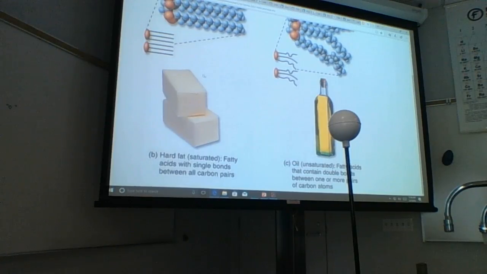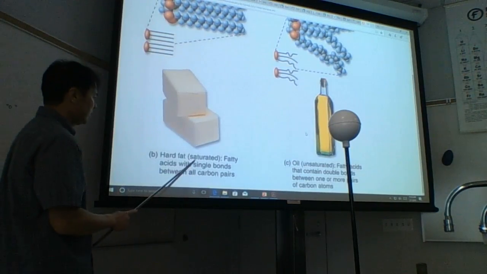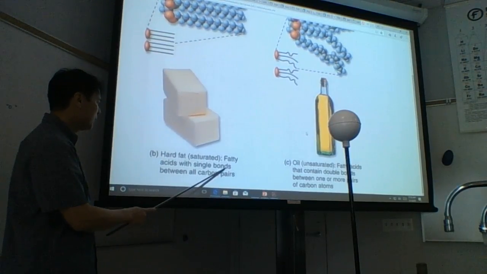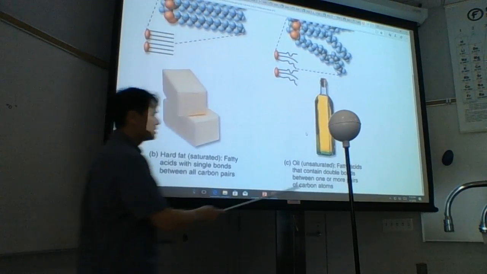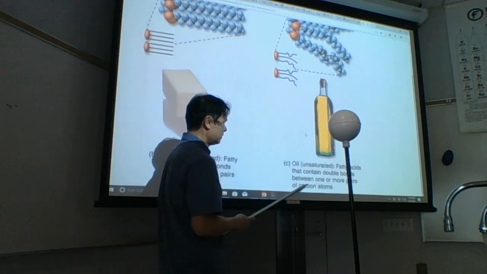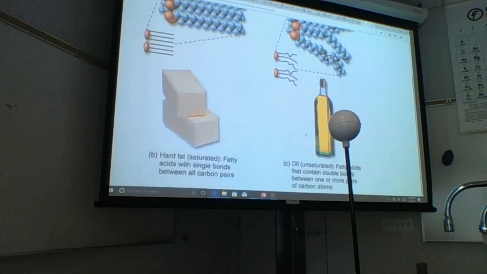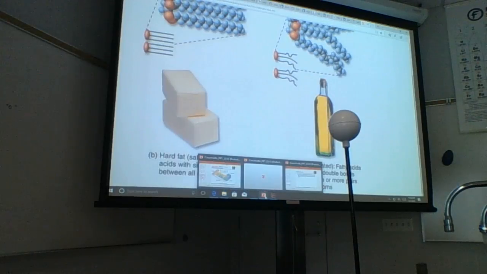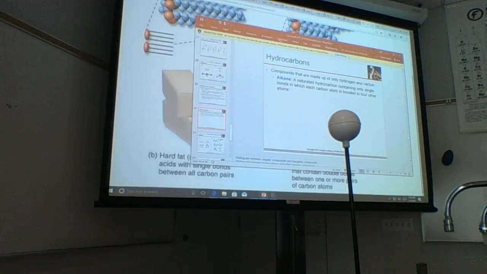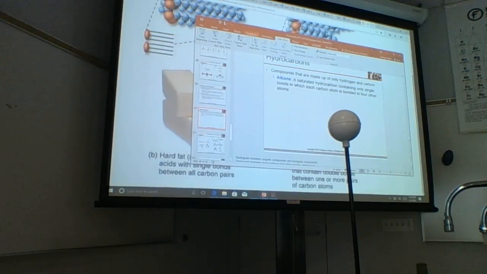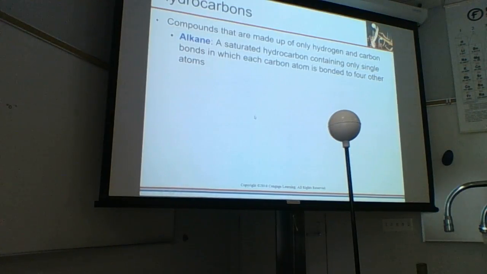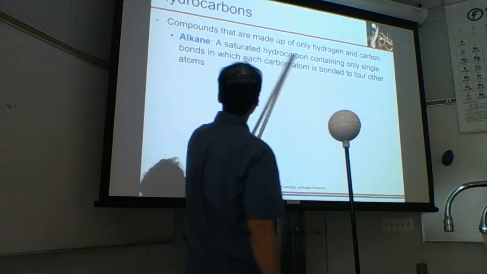And so here again, saturated versus unsaturated. This is a better definition than our books. I like this definition. Saturated: single bonds between all carbons. Unsaturated: double bonds between one or more pairs of carbon atoms. That's a much better definition than our books. Our book's definition, well, I guess it's the same: a saturated hydrocarbon containing only single bonds.